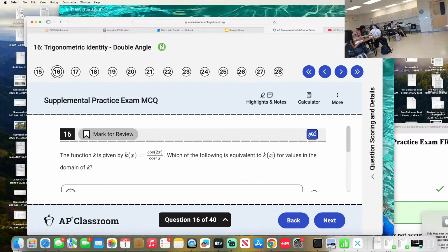Cosine of 2x over cosine squared of x. What is it? It's not sine squared of x. Wait, what's the thing? Cosine 2x over. This one is on the spring break homework. First you have to start by expanding the cosine of x. It would be like the cosine thing.